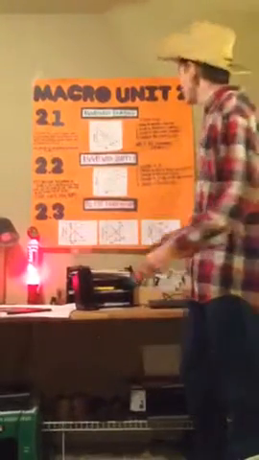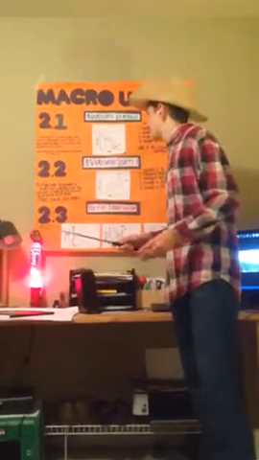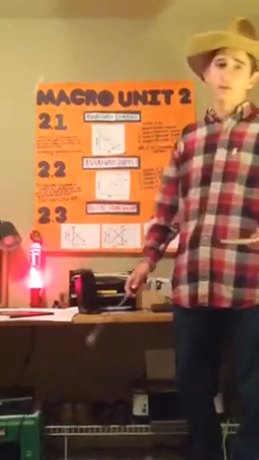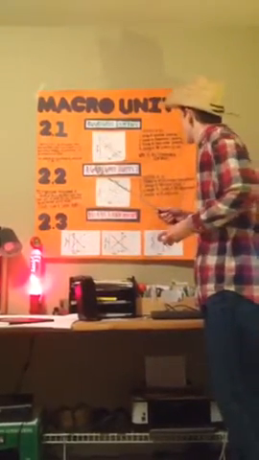Let's start off on the 2.1 aggregate demand. Aggregate demand is all the goods and services that buyers are willing and able to purchase at different price levels. You may be asking, hey Chewy, why is aggregate demand downward sloping?